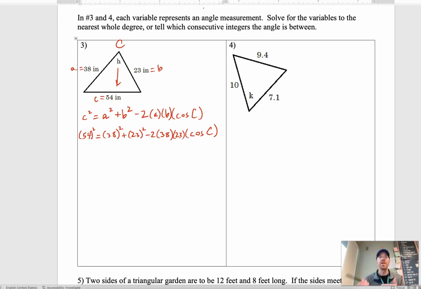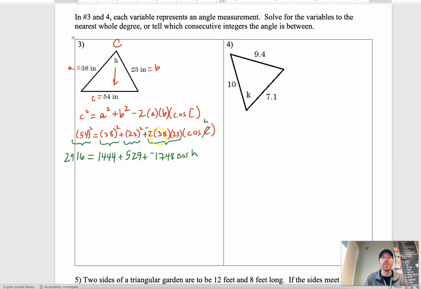Now, here's where we want to be a little bit careful. So I'm going to do some simplifying here. First thing you might want to do is chop slash this. You might want to say instead of minus 2 times the rest, plus a negative 2 times the rest. Okay, so we did the plus negative, chop slash. We can square the 54, we can square 38, we can square 23. We can do the negative 2 times 38 times 23, and I realized I forgot to say cosine of h.